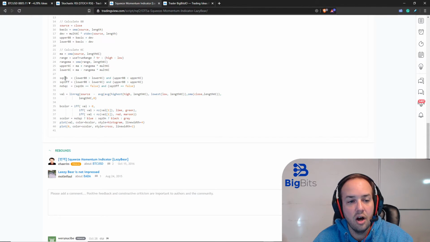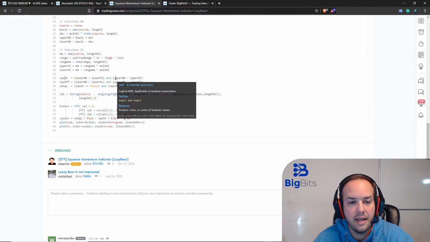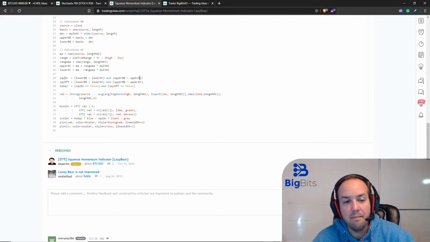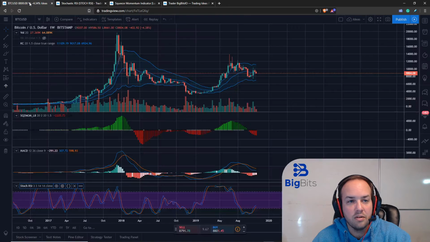The squeeze is on, which essentially means we have a black cross on that indicator. If the lower Bollinger Band is above the lower Keltner channel and the upper Bollinger Band is below the upper Keltner channel. What that means is both of the Bollinger Bands are within the Keltner channel, which means they are smaller than it. Let's see if we can actually get that to show up on the chart here.